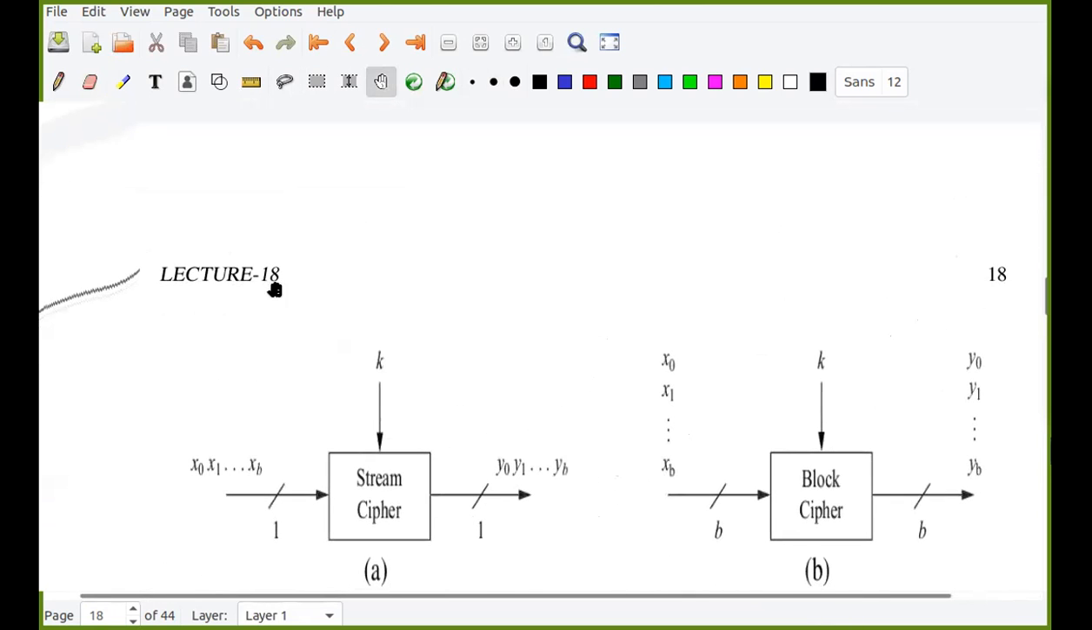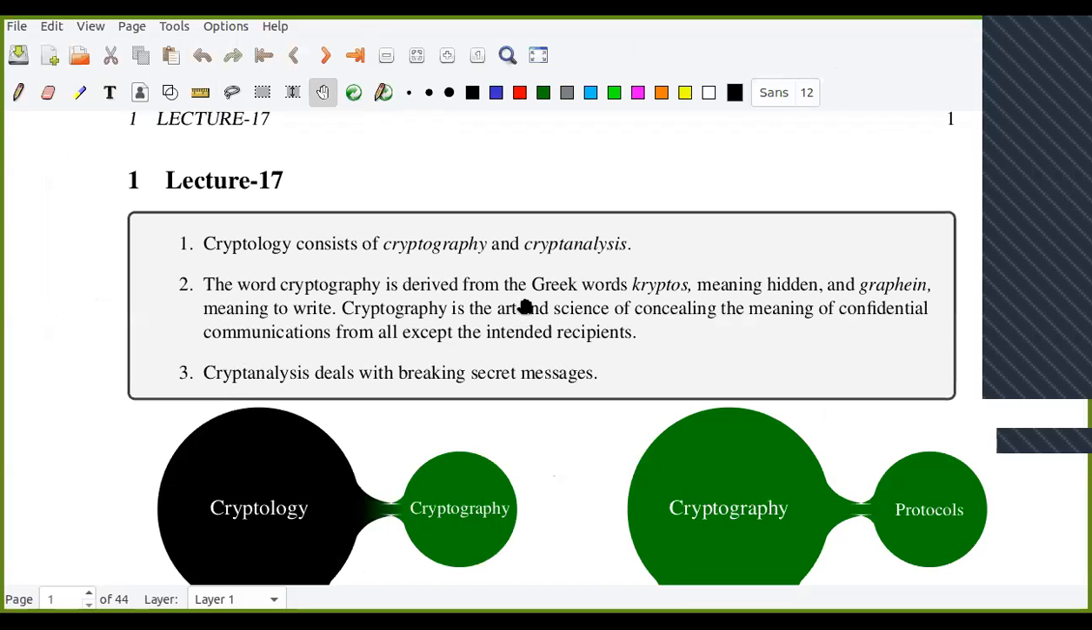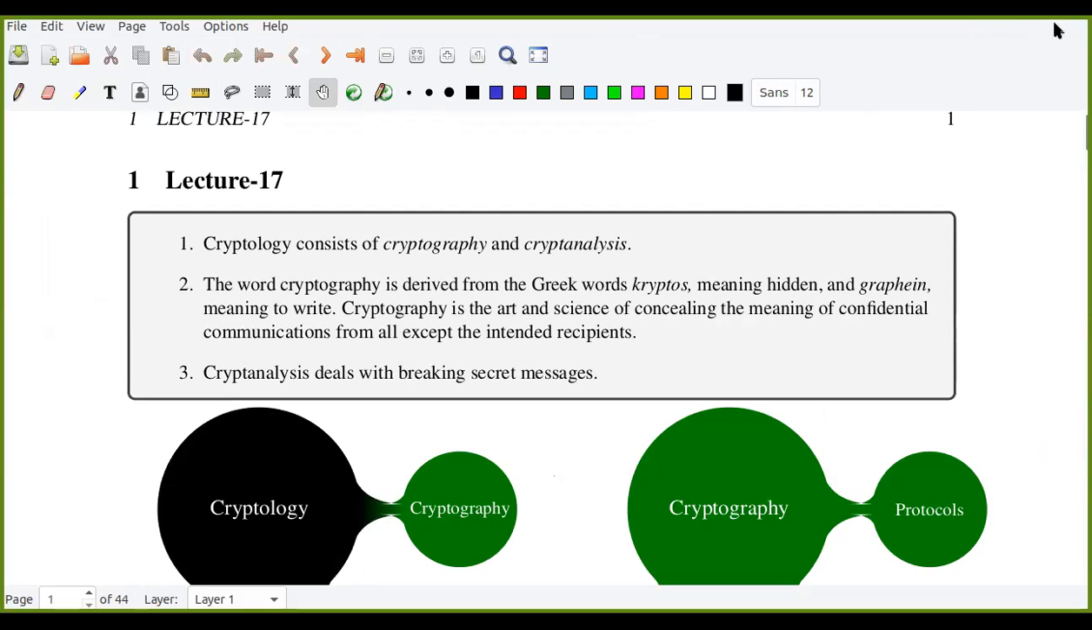Is someone writing? I don't know. Okay, let me stop sharing and come back again. I think it is blocking some part, am I correct? Yes, sir. But the main text is visible. Okay.